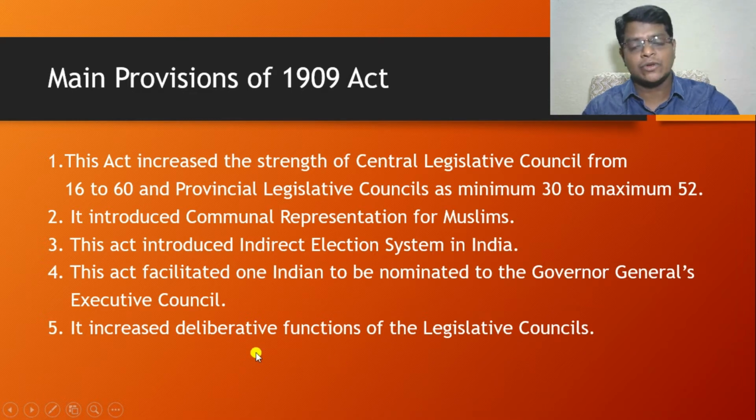Before the 1909 Minto-Marley Act, the legislative councils had only limited functions of discussion regarding bills. That means the deliberative functions were limited before 1909, whereas for the first time, this act increased the deliberative functions of the legislative councils. So these are the main provisions of the 1909 Minto-Marley Reforms Act.